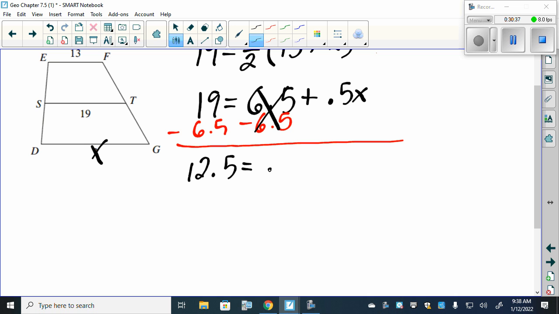Is equal to 0.5x. And one of the ways that you could have done the subtraction here is that I would have written down the 0.5, because I know that the 0.5 here and this 0.5 would make a whole, which makes 6 into 7. 19 minus 7 is 12. And then we would need to divide both sides by 0.5.